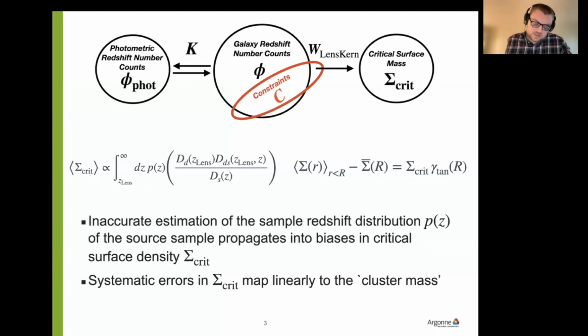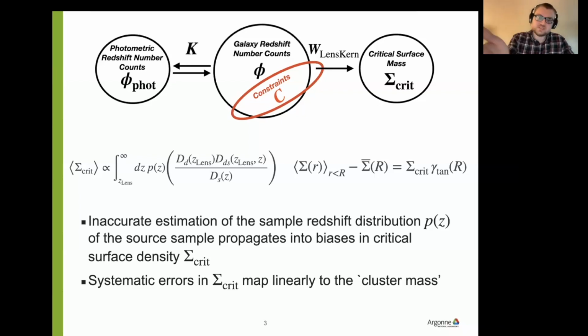The most important quantity to estimate in the context of cluster masses is, of course, the critical surface density that relates linearly with the measured cluster mass. And one of the big challenges that we have in modeling and estimating sigma crit is, of course, estimating the photometric redshift distribution of background galaxies, especially in photometric surveys where we have only broadband observations to do so.